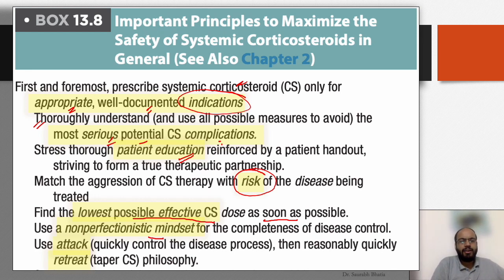Use the attack or retreat, or the term that I use is hit and retreat. That means you hit the disease with an adequate amount of steroids which is necessary to control the disease, and then you retreat. You come back, you decrease the dose of steroids, and then you taper off and stop steroids. Okay? Go in, control the disease, come back. Hit and retreat. Clear?